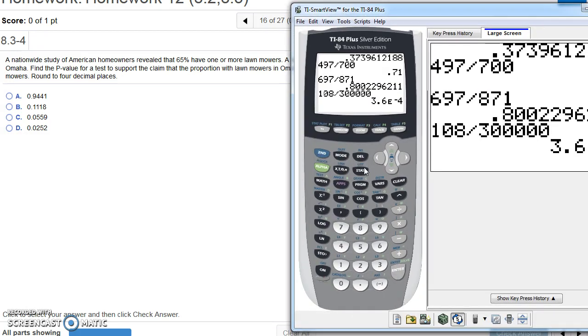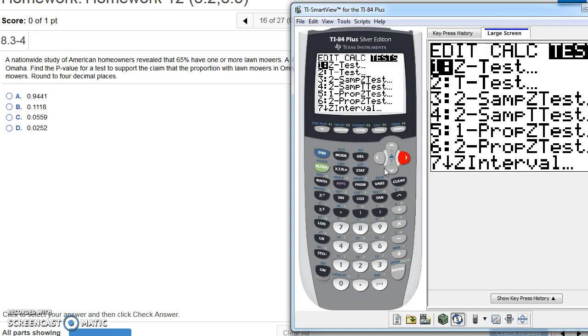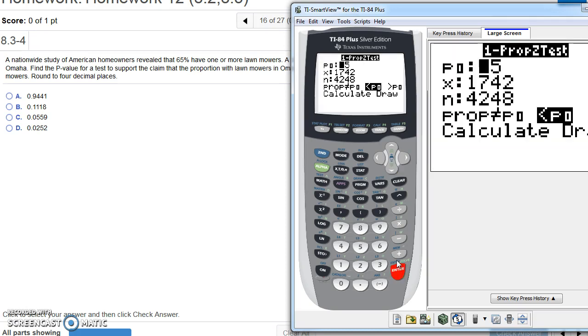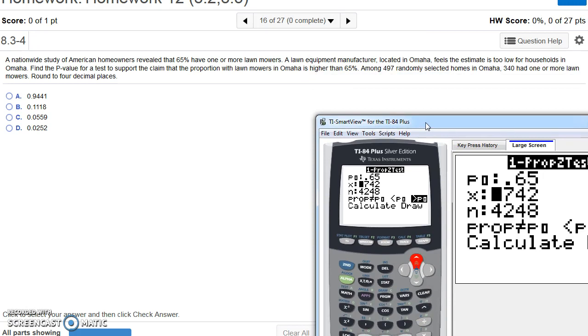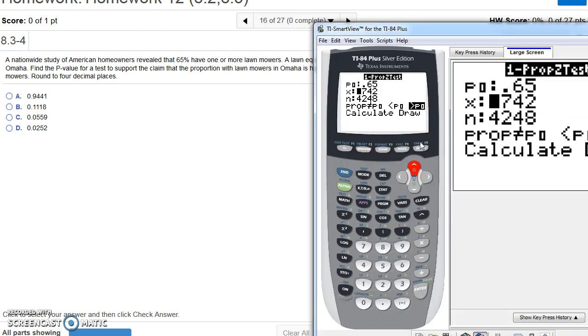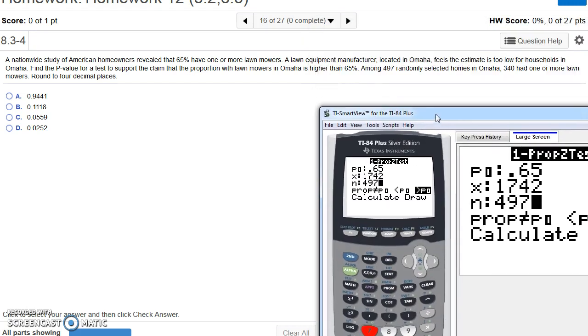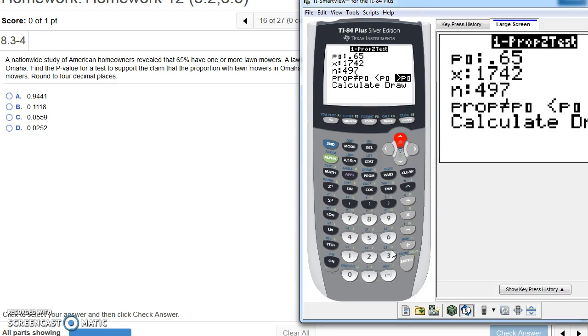So we're going to go to STAT, TESTS, and we are looking for 1-PropZTest. The claim that we are testing is that the proportion is higher than 65%. So we want to put the 0.65 in there as far as what we're testing, and then we're going to select greater than here. And then it says out of 497, that is our n value, it says that 340 own a lawnmower.